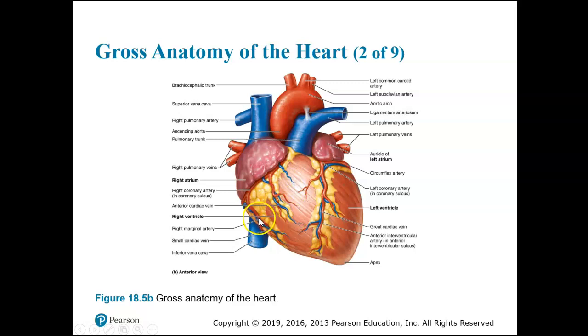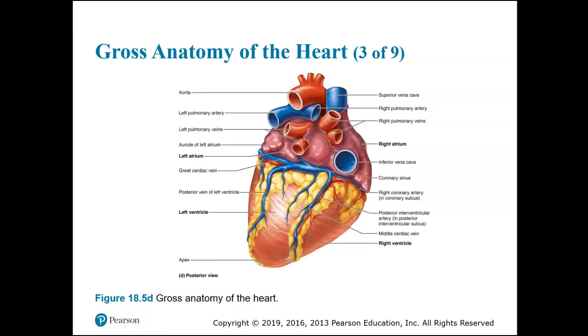The right marginal artery branches off of the right coronary artery. Then we have the small cardiac vein. So these are just the coronary arteries and veins that you can see on the anterior surface of the heart. And then I wanted to point out the ligamentum arteriosum, which connects the pulmonary trunk to the aorta, kind of holds them together.